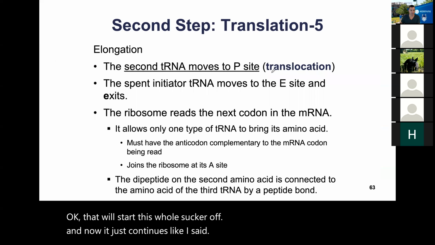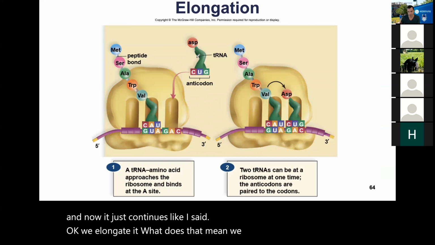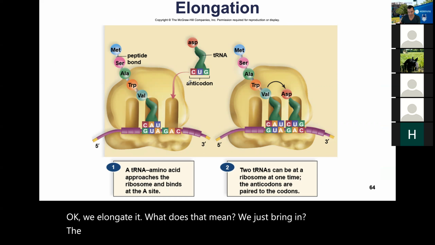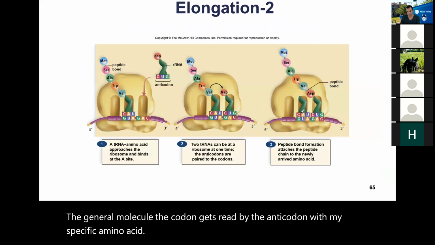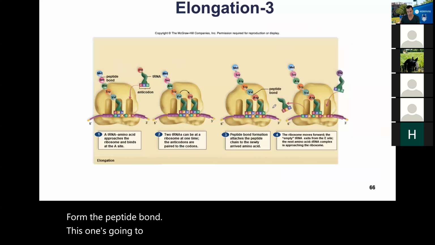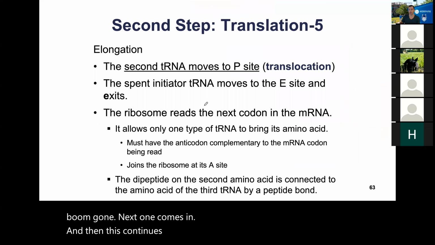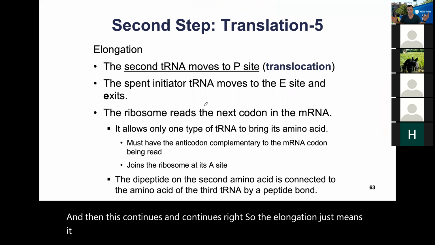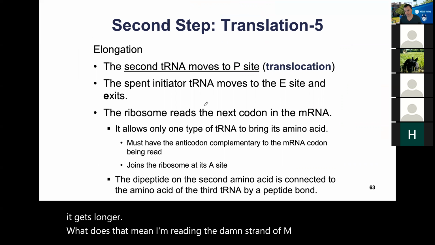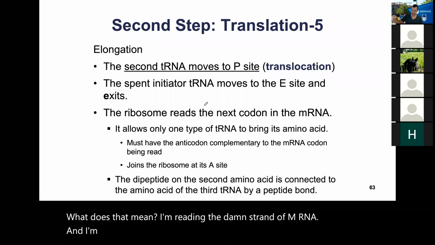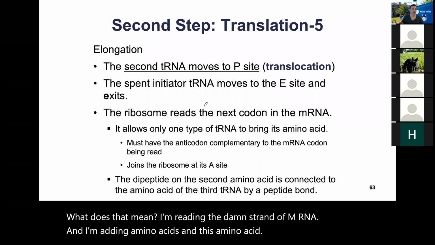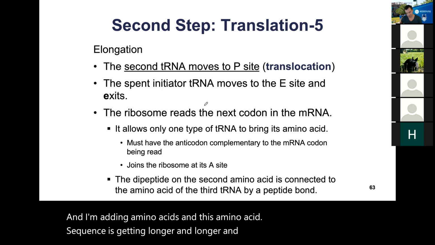We elongate it. What does that mean? We just bring in the tRNA molecule, the codon gets read by the anticodon with my specific amino acid, and we form the peptide bond. This one's going to go here. There it is. Oh, see, it gets kicked out. Gone. Next one comes in. And this continues and continues. The elongation just means it gets longer. I'm reading the strand of mRNA and adding amino acids, and this amino acid sequence is getting longer and longer, hence elongation.